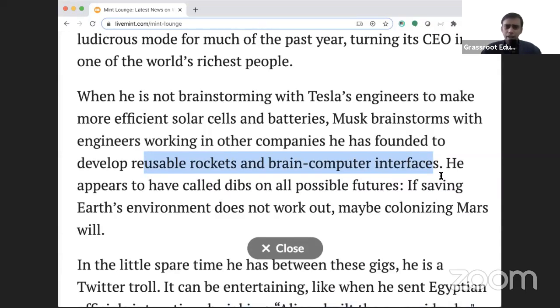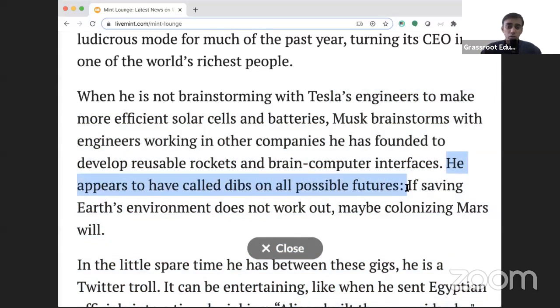Next. He appears to have called dibs on all possible futures. If saving Earth's environment does not work out, maybe colonizing Mars will. What do you mean by maybe? What do you mean by colonizing Mars? Colonizing means capturing Mars.